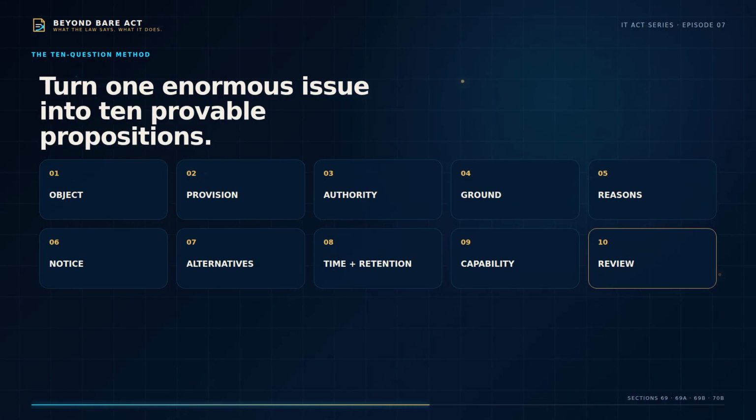7. Were less intrusive alternatives considered? 8. What duration, retention and destruction limits apply? 9. What can the recipient technically provide? 10. Which executive and judicial review mechanisms are available? If you answer those questions in order, the problem stops looking like one enormous surveillance issue. It becomes a series of propositions that can be proved or challenged.